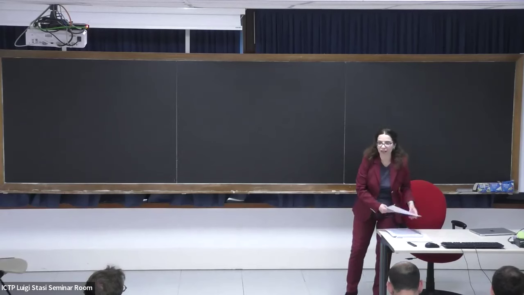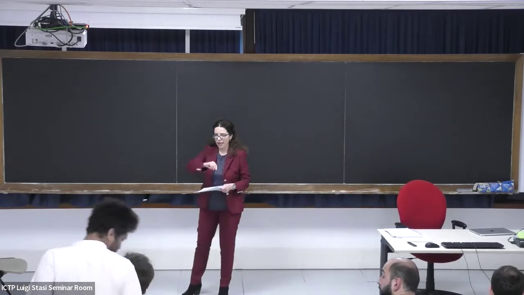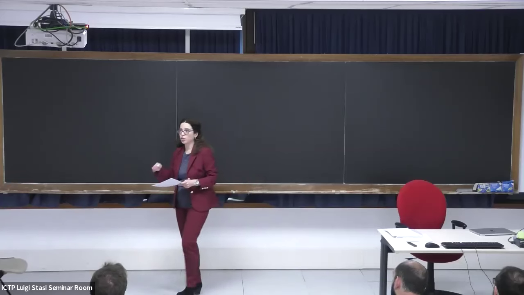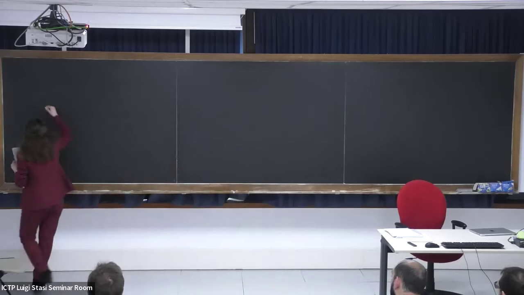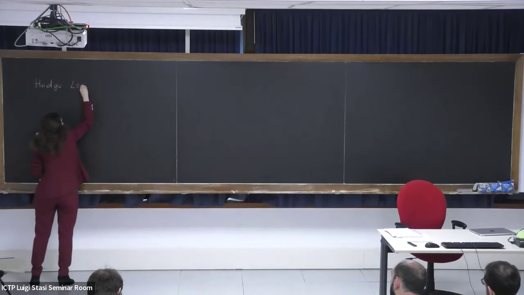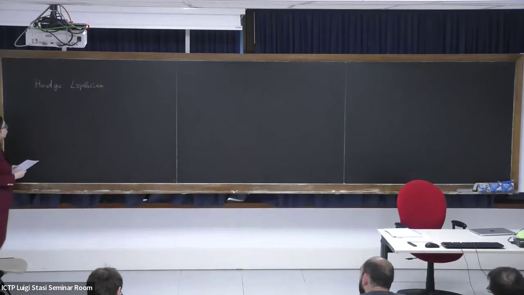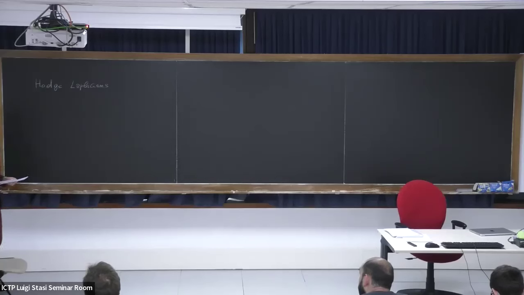Let me just start with the Hodge Laplacian. While the Hodge Laplacian describes only diffusion from n-simplices to n-simplices, the Dirac operator will treat the cochains across different dimensions. The Hodge Laplacians are actually many, one for each dimension of your simplicial complex. If you have a two-dimensional simplicial complex, you have the zero Hodge Laplacian, the one Hodge Laplacian, and the two Hodge Laplacian, right?